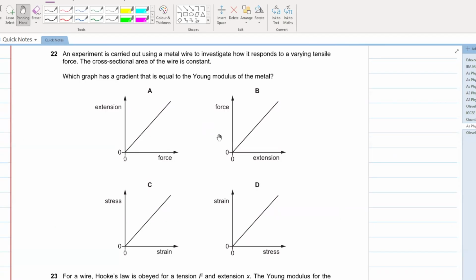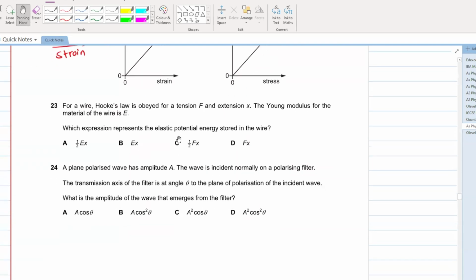Which graph has a gradient that is equal to the Young's modulus of the metal? Stress over strain. If you calculate the gradient of this graph, that will be equal to what? Stress over strain is equal to what? Young's modulus E. Let's further move ahead.